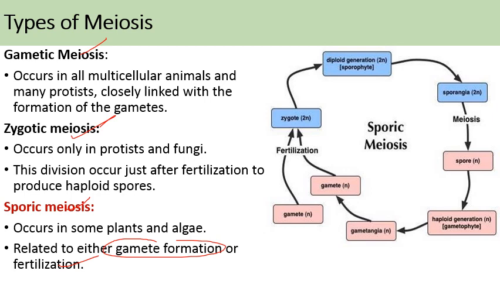In case of sporic meiosis, suppose this is the adult plant that is sporophyte. It will produce sporangia, and these sporangia will undergo the meiosis process and will give rise to this spore. This spore will germinate to produce haploid plant body, that is gametophyte. This gametophyte will bear the gametangia, which will produce male and female gametes respectively, and they will fuse by the process of fertilization and develop into the zygote. Zygote will give rise to this diploid generation, that is sporophyte.